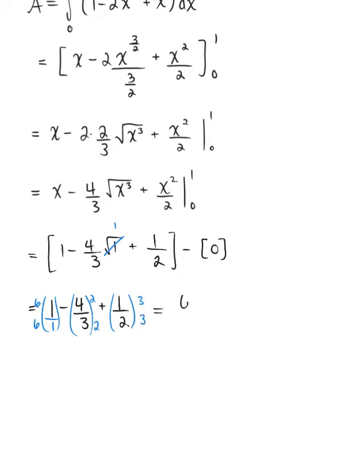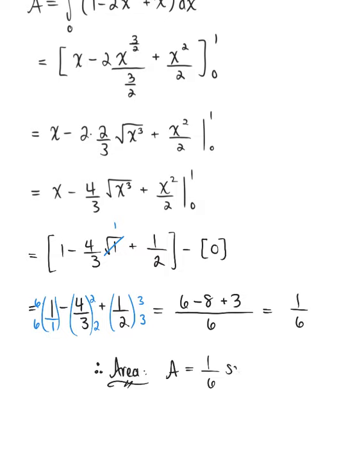And this leaves us with 6 minus 8 plus 3, all divided by 6, for a beautiful final answer of 1/6. So therefore, the area under the curve and above the x-axis is 1/6 square units.